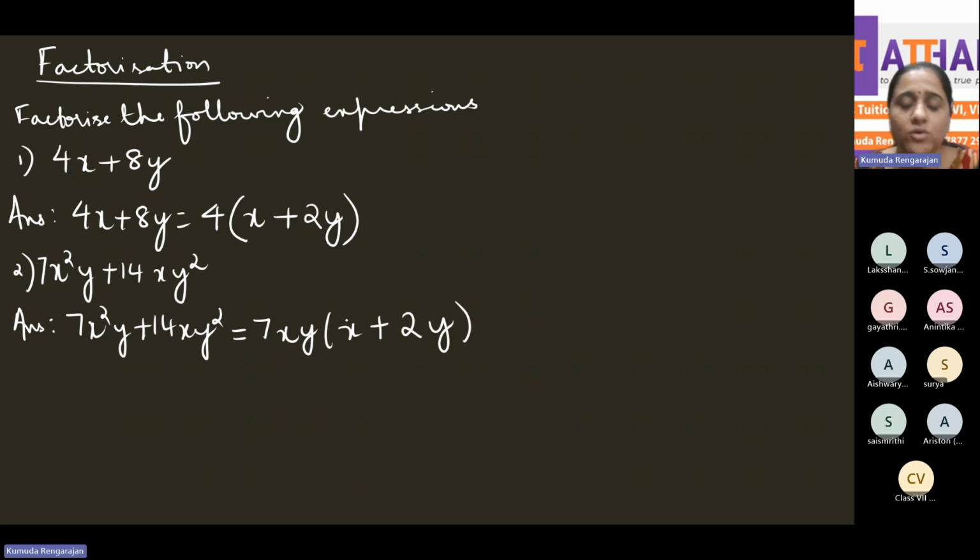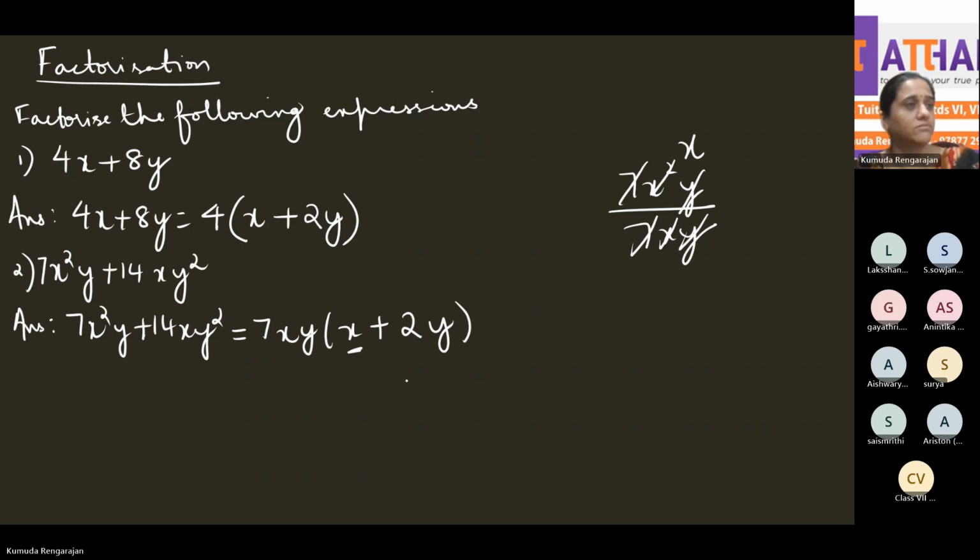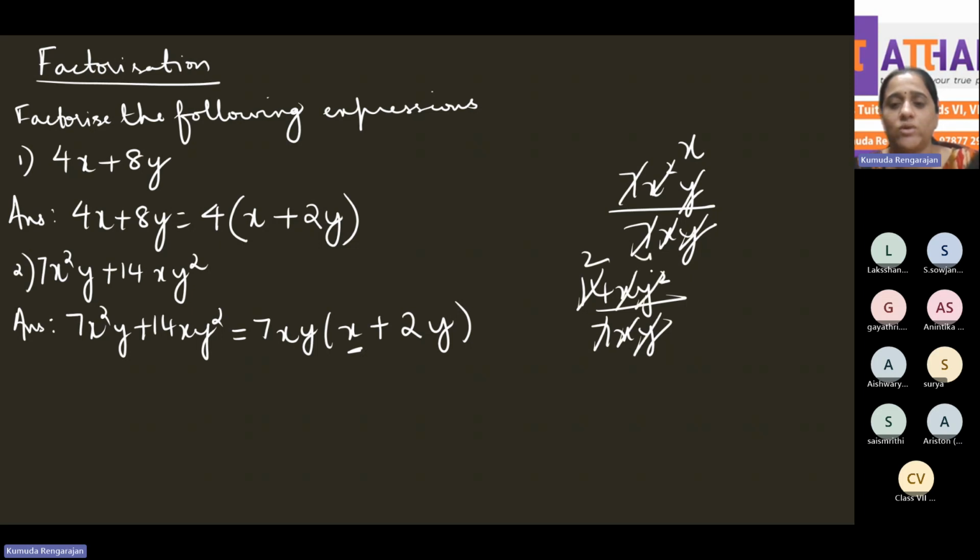See this again. I want you all to do this in your mind because I can show you a step. See, it's like 7x squared y. You have taken out what common, 7xy. So you should divide by 7xy. 7 cancels, y cancels, and x is left, right? So that x comes here. And then divide 14xy squared by what you've taken out common, 7xy. So 7 2s are 14, x and x cancel, y and y squared is y. So 2y in the bracket.